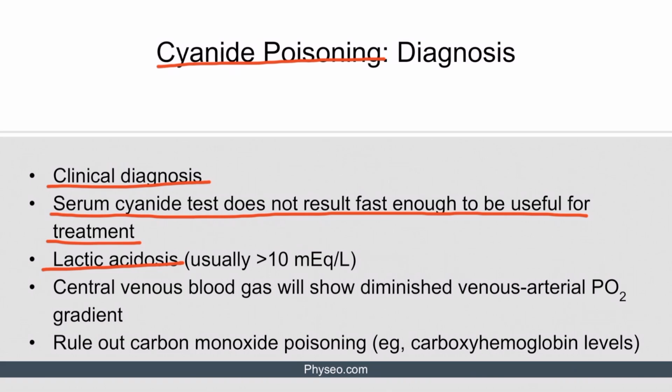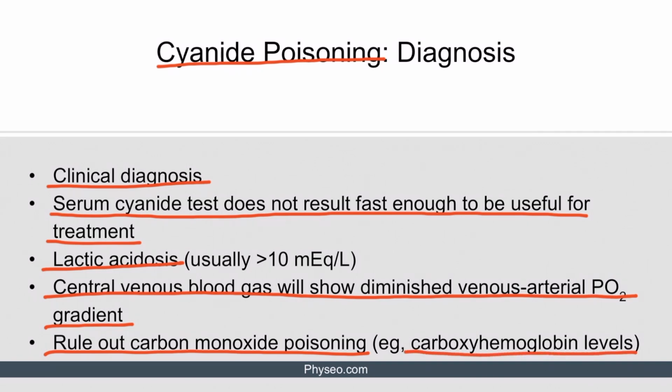Since cells poisoned with cyanide are not able to use oxygen, the venous oxygen content will increase, which will be evident on a central venous blood gas in the form of a diminished venous arterial PO2 gradient. Lastly, it's important to rule out carbon monoxide poisoning because it can present similarly to cyanide poisoning and can also occur as a result of smoke inhalation. This can be achieved by directly measuring carboxyhemoglobin levels.